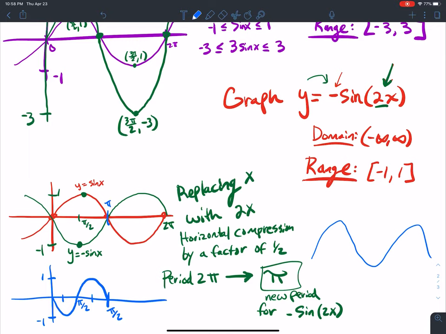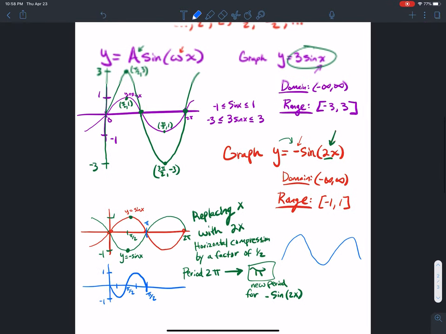All right, let's now stop this video and then we'll do the cosine function. Okay, same thing for the cosine function coming up.